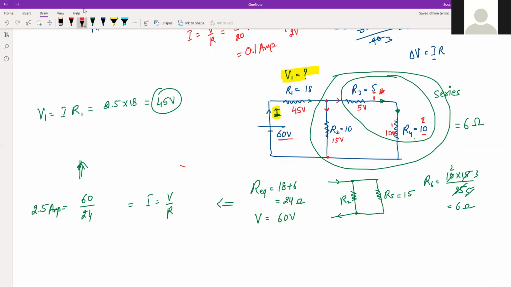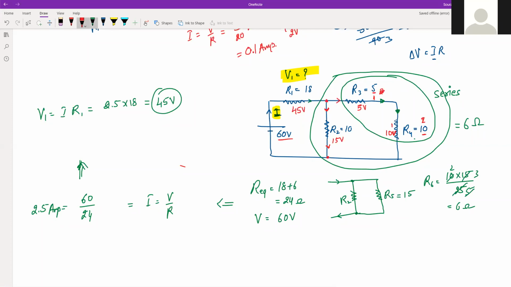45 volts, this path also 15 volts, this path also 5 plus 10, 15 volts. So 45 plus 15, a total of 60 volts gets consumed. So that's how we solve such problems. We can also find current in the individual branches. We can also find the voltage drop across individual resistors.